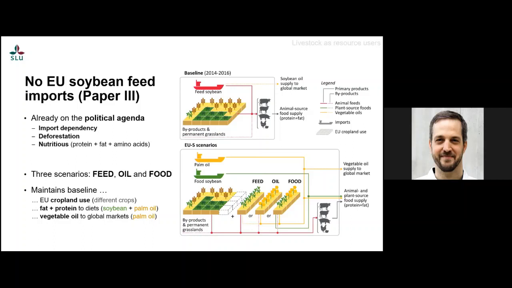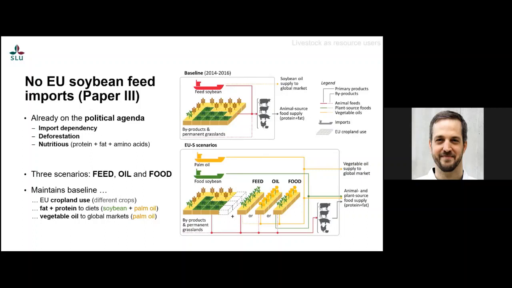So here we considered 3 different scenarios that reflect different uses of EU cropland. But in all these scenarios, the total use of cropland within Europe was kept unchanged to avoid that we would encroach on areas that are currently used to produce crops for other purposes. But the scenarios entailed a different use of the cropland that is currently used to produce animal feed. And all of these scenarios also supplied the same amount of protein and fat to diets. And this was achieved by assuming that we would continue to import some soybean, but use it directly for food instead of animal feed.